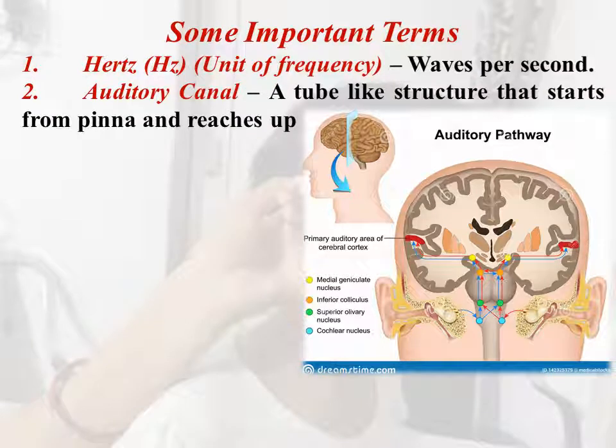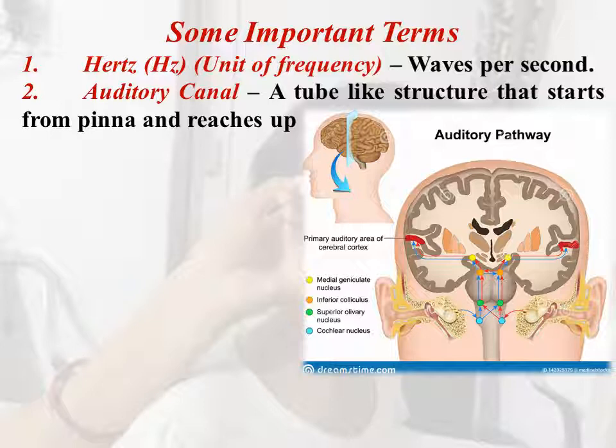If a sound creates 20 waves in a second, we call it 20 hertz. If it creates 1000 waves in a second, we call it 1000 hertz. So if sound waves are being created 20 in a second, that we can hear. If it is less than 20, then 19, our ear cannot listen to that because there are sensory limits.